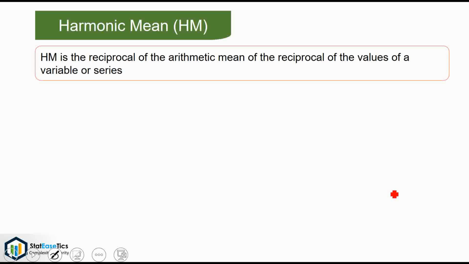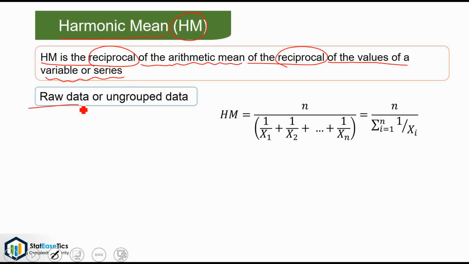Now, let's see harmonic mean. It can be abbreviated as HM. Harmonic mean is the reciprocal of the arithmetic mean of the reciprocal of the values of a variable or series. For raw or ungrouped data, harmonic mean is equal to n divided by 1 upon x1 plus 1 upon x2 plus up till plus 1 upon xn. That is n divided by summation i equal to 1 up to n 1 by xi.